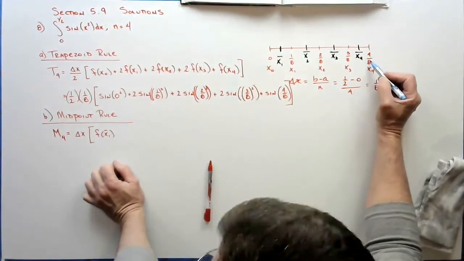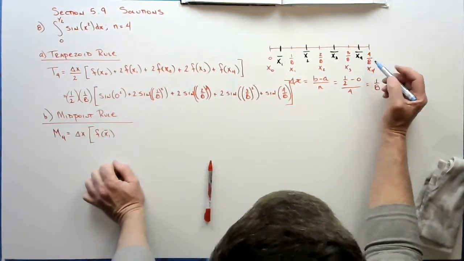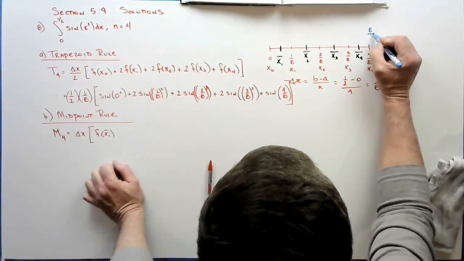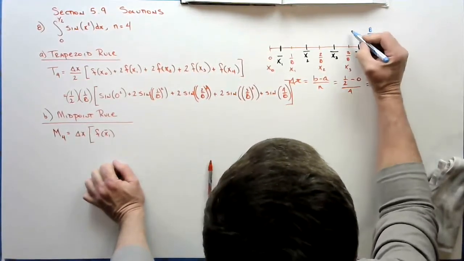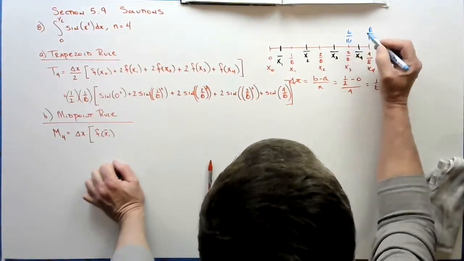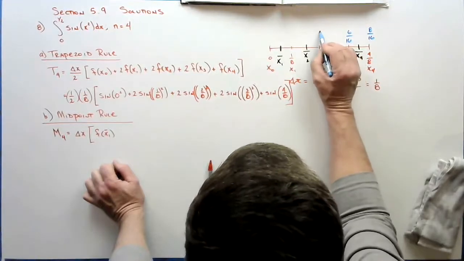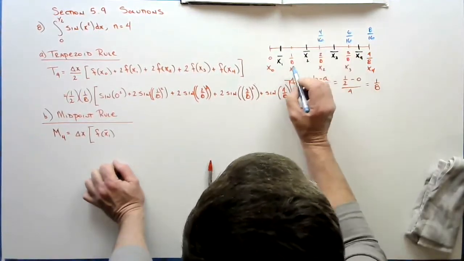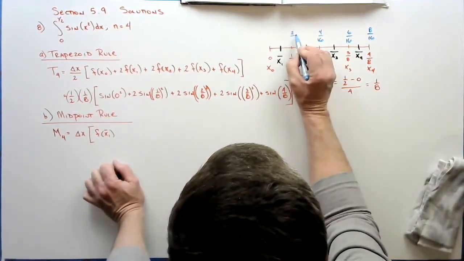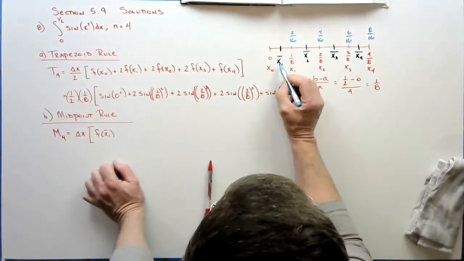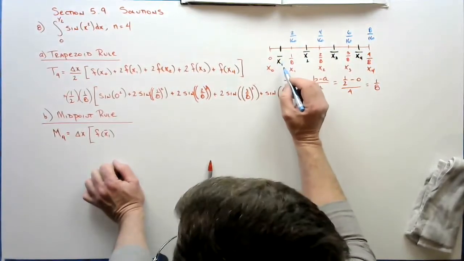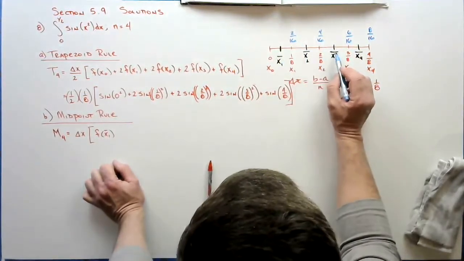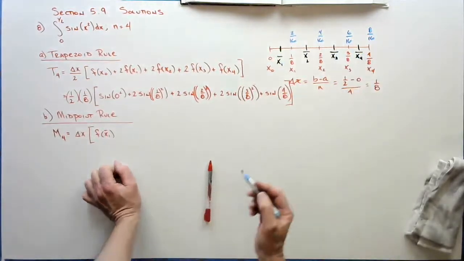Change all of these instead of 8s, change them all to 16s. This is going to be 8 over 16. This is going to be 6 over 16. This x sub 2 is going to be 4 over 16. This x sub 1 is going to be 2 over 16. So x sub 1 bar is 1/16. This is 3/16, 5/16, 7/16.